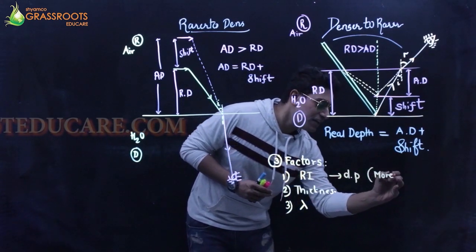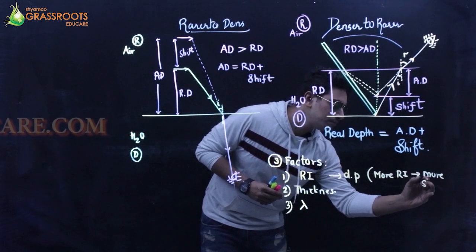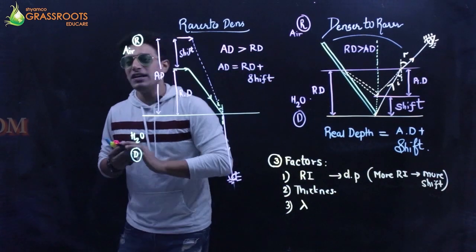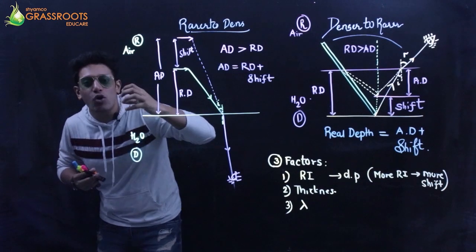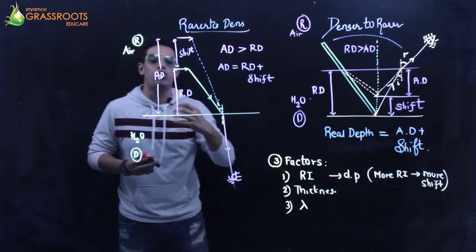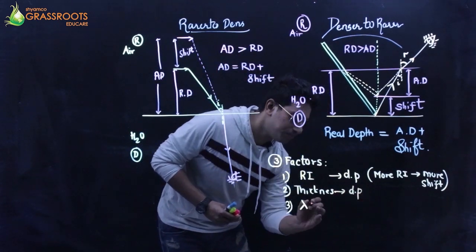More the refractive index, more is the shift. Second, thickness, obviously. Thicker the medium, more is the density, more are the atoms, more is the bending, more is the shift. So again, I'm just writing it is directly proportional.